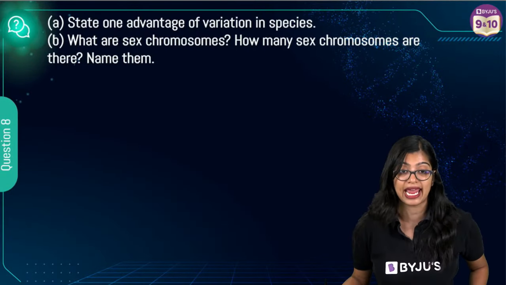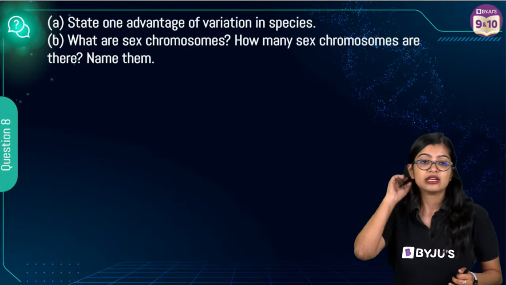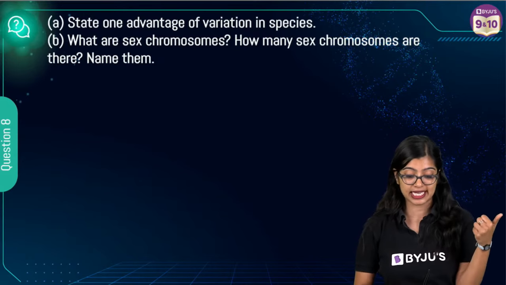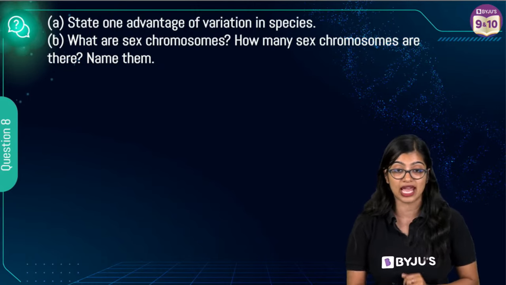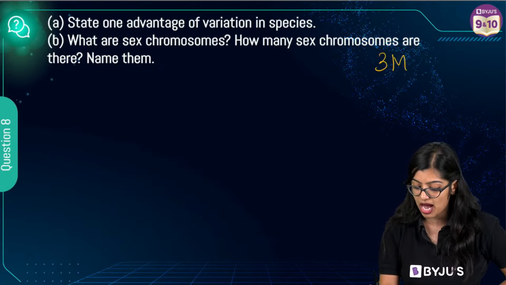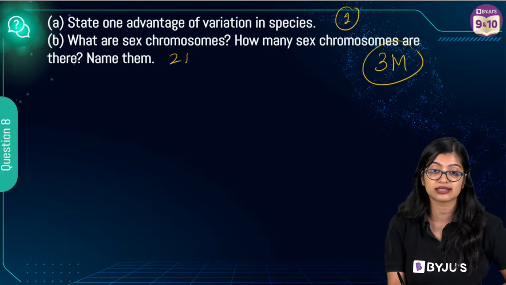So shall we move on, everybody? Moving on to question number 8. Very simple question now. State one advantage of variation in species. What are sex chromosomes? How many sex chromosomes are there? And name them. So this is a 3-mark question. 1 mark here, 2 marks here.